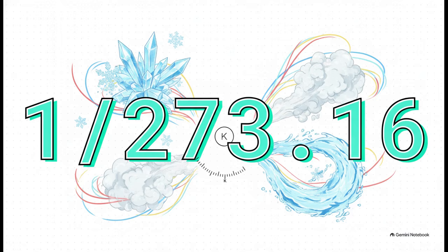Okay, take a look at this highly specific fraction, 1 over 273.16. This is actually how we define the Kelvin, which is our standard SI unit for temperature. 1 Kelvin is precisely 1 over 273.16 of the temperature of the triple point of water. Now, if you haven't heard of the triple point, it is this incredibly delicate, exact temperature, specifically 273.16 Kelvin, or 0.01 degrees Celsius, where water literally exists as a liquid, a gas, and solid ice, all at the exact same time in perfect equilibrium. It's wild, but it gives us this rock-solid, unchanging physical anchor for our temperature scales.